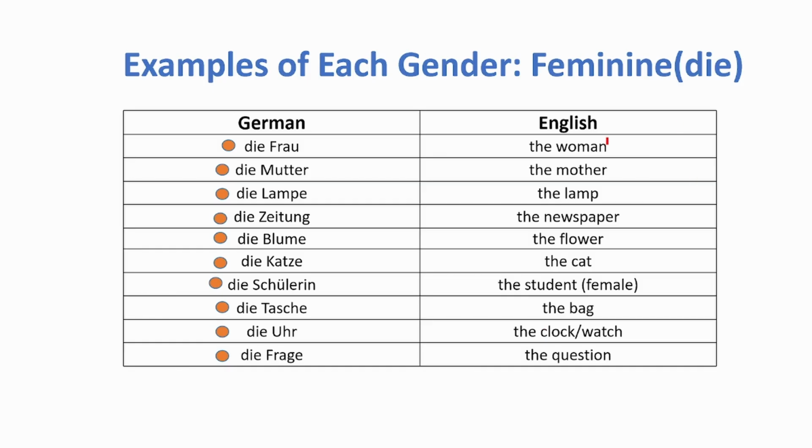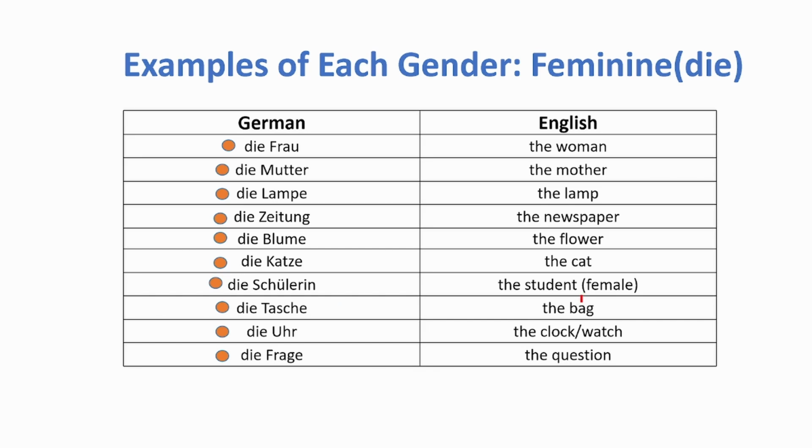Here we will learn about some feminine nouns. Die Frau means the woman. Die Mutter means the mother. Die Lampe means the lamp. Die Zeitung means the newspaper. Die Blume means the flower. Die Katze means the cat. Die Schülerin means the student.